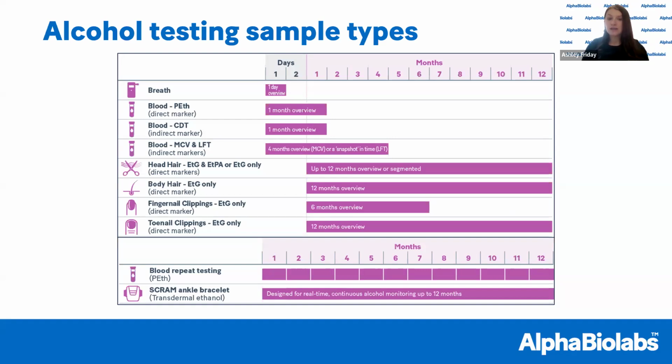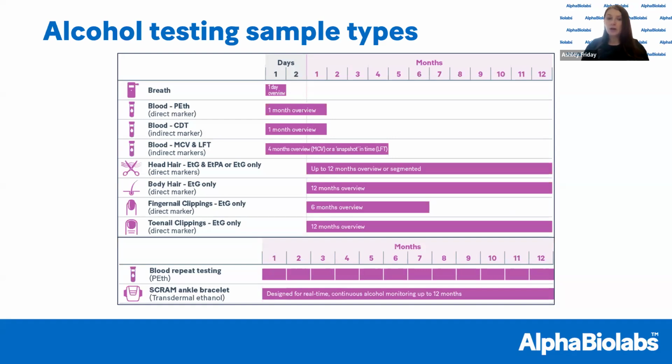Head hair is ETG and ETPA, and we'd always recommend that you do those together where possible. And then at the bottom, we've just put some examples of repeat testing. So it's important to remember that it's not just short-term testing that you can do repeatedly. Here, one of the examples we've used is a PEth blood test. Because it covers up to a month, you can do that repeatedly every month.